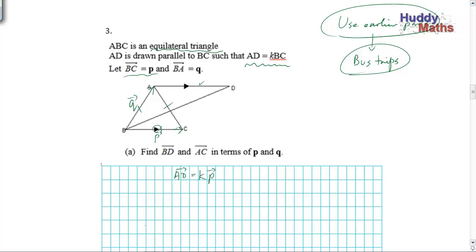Now we want BD, so BD is what? BD, that's this one here. Let's look at BD as the displacement of B to D. So that will be, take it along here, displace it to A, which is Q, plus AD, which will equal Q plus KP.